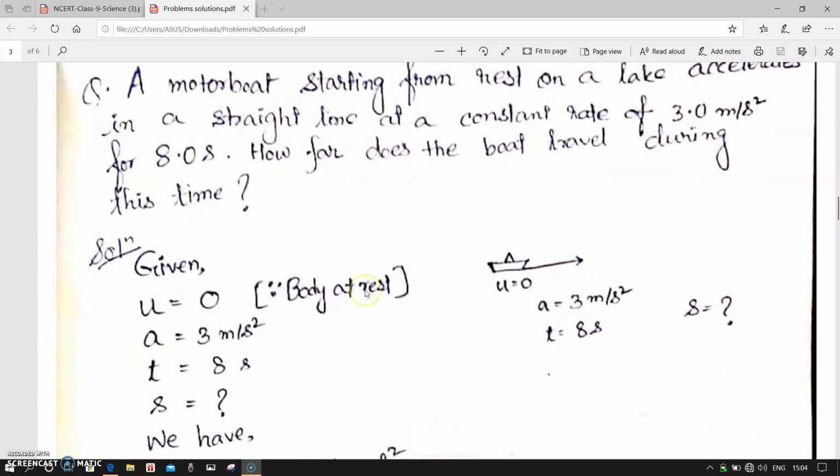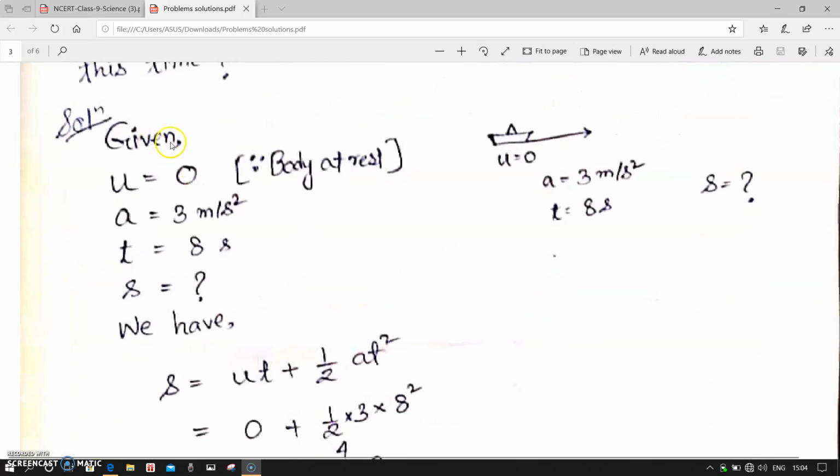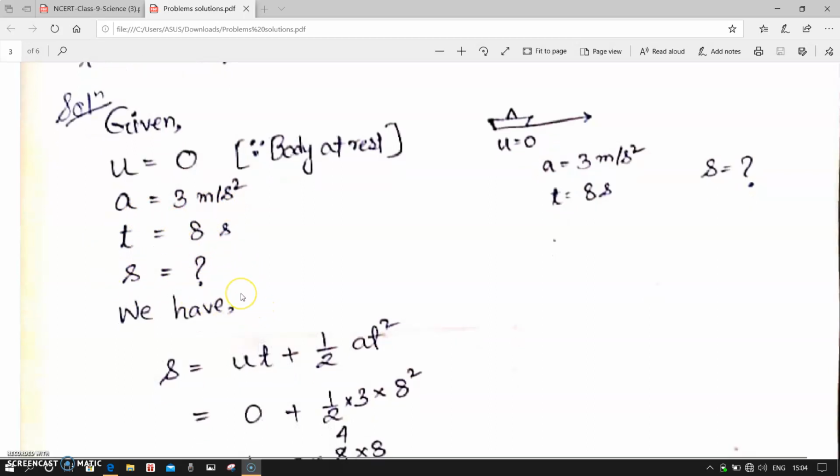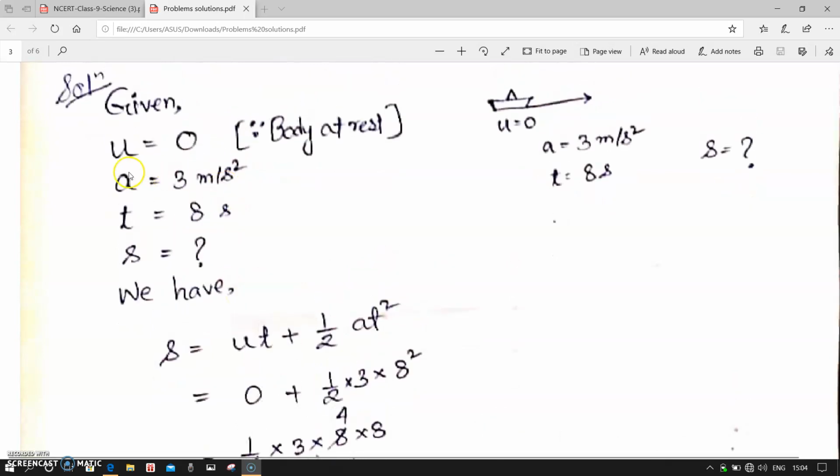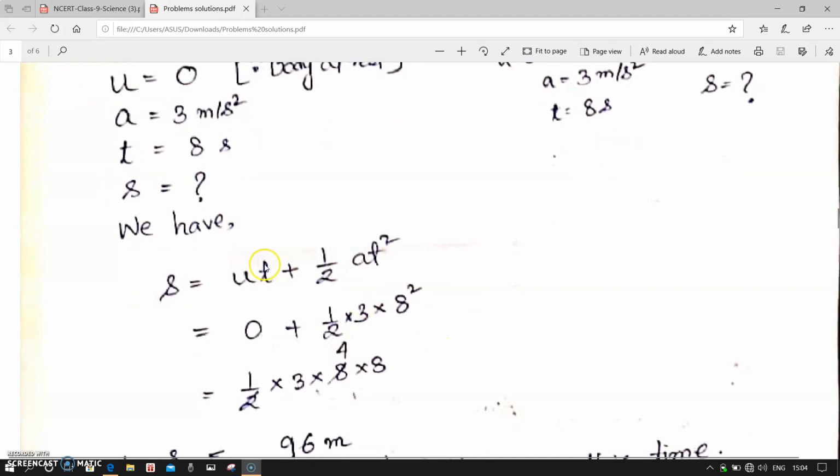Same way, write given conditions. u is equal to 0 since the body is at rest, so acceleration is 3 meter per second square, time is 8 seconds, distance is equal to, this is what we have to find. So use the second equation of motion because u, a and t are there, so you can put the values there. So s is equal to ut plus half at square. Since u is 0, no matter whatever is time, this part will be 0 only. Then plus 1 by 2 into acceleration is 3 and time is 8 seconds.